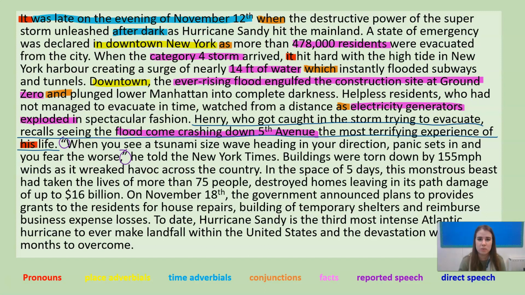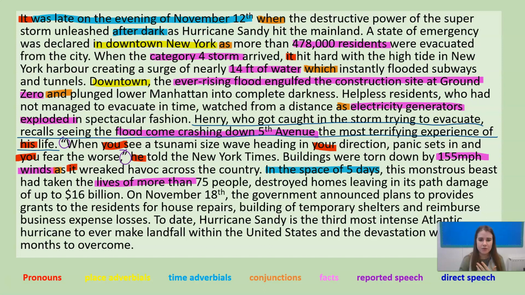Now I'm going to go into my direct speech. So I've got my speech marks and I remember my speech burger, okay? Here as well, I've had to use my pronouns because now I'm talking from first person point of view. So it's important to remember how to use your pronouns appropriately. Buildings were torn down by 155-mile-per-hour winds. Okay, so I've got my facts in there.